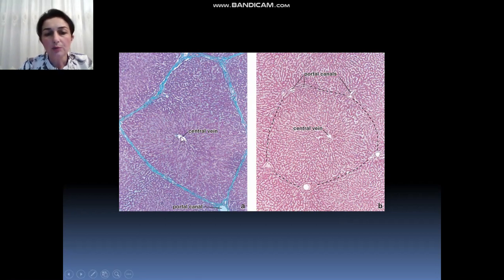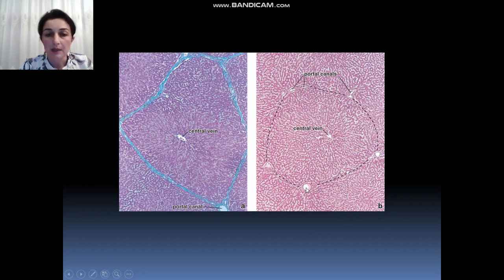In the center of the lobule, we can see central veins. At the boundaries where 3 lobules meet each other, here we will see portal areas. These portal areas will contain blood vessels, also nerves. Inside of these portal areas, we can see 3 kinds of main structures. That is the interlobular bile duct, interlobular artery, and interlobular vein.